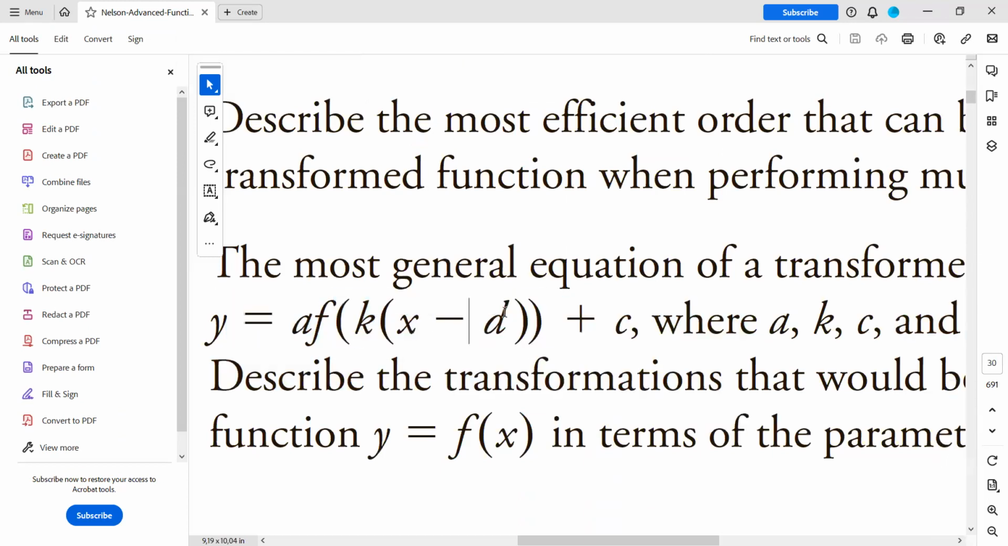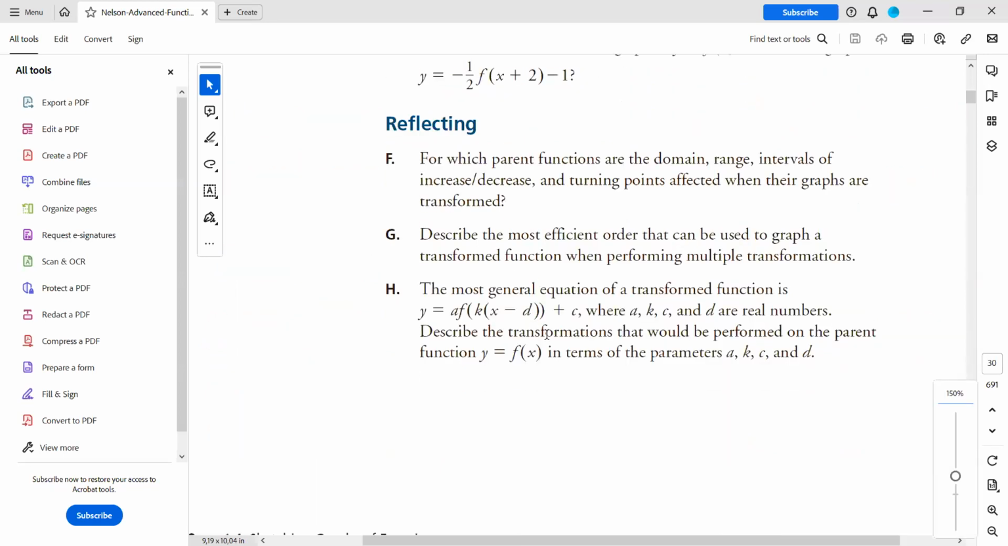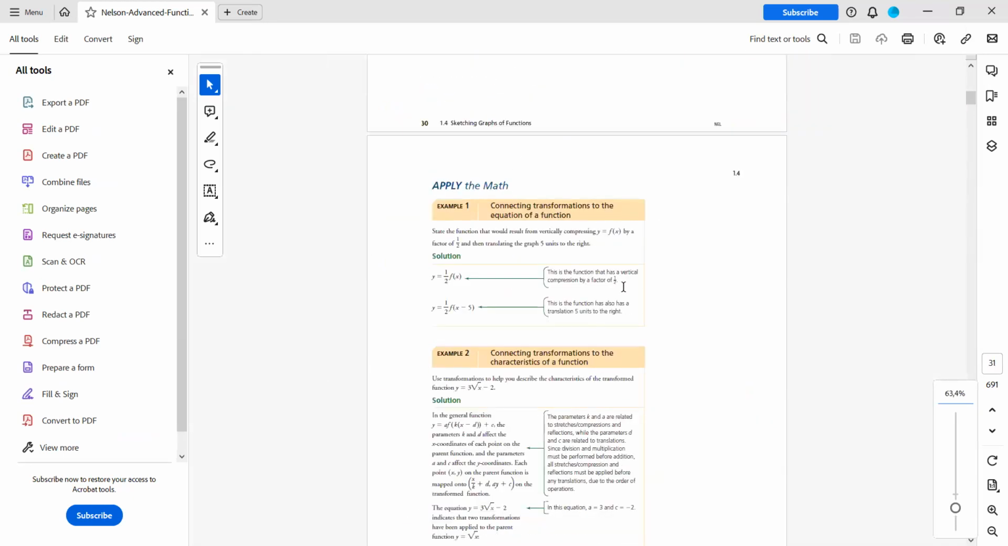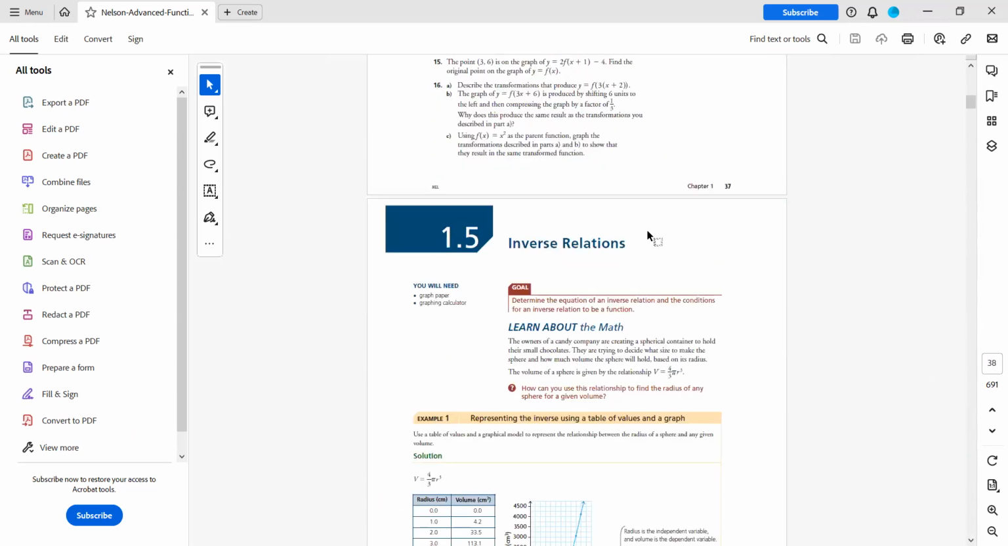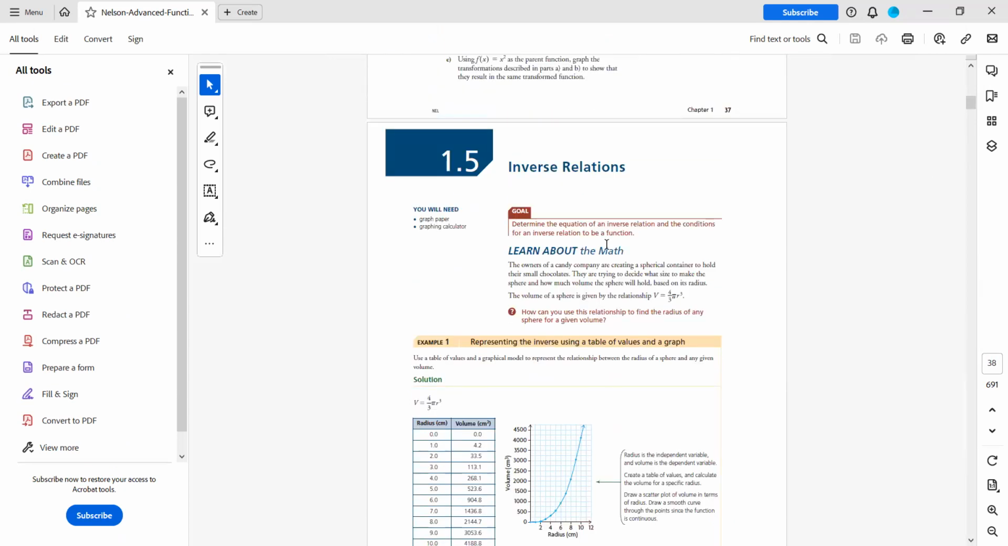And each coefficient in this function plays its role when identifying transformations that are applied to functions. For example, d and c are responsible for translations, and k and a are responsible for compressions and stretches in our function. You can also review that from the previous class. So moving on to the next chapter of our first unit, we're going to look into inverse relations.